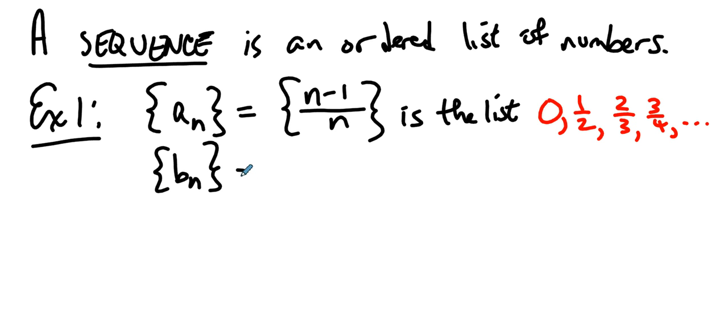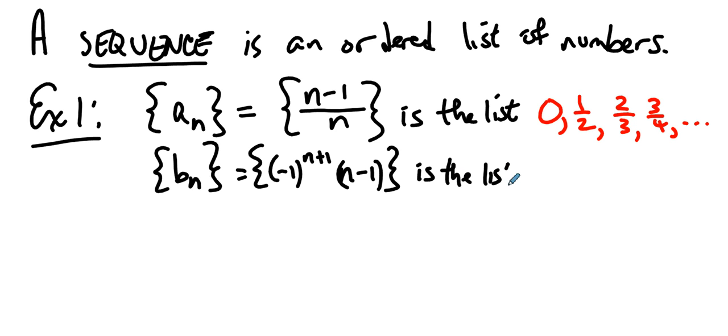Maybe the sequence b sub n is the sequence negative 1 to the n plus 1 times n minus 1. What list is this? Well, when n is 1, this is the number 0. And when n is 2, this is the number negative 1. And when n is 3, this is the number 2. And then negative 3, and so on.